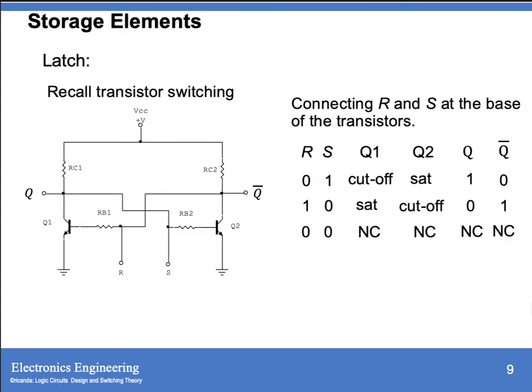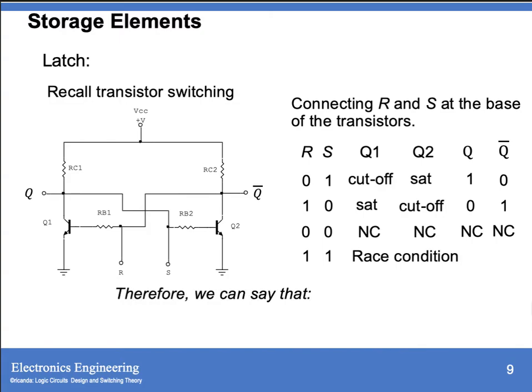If R and S are both connected to VCC, it means that these two transistors will saturate, but which one will be the first to saturate? We don't know, because we don't know the transistor delay time. So we call that a race condition.